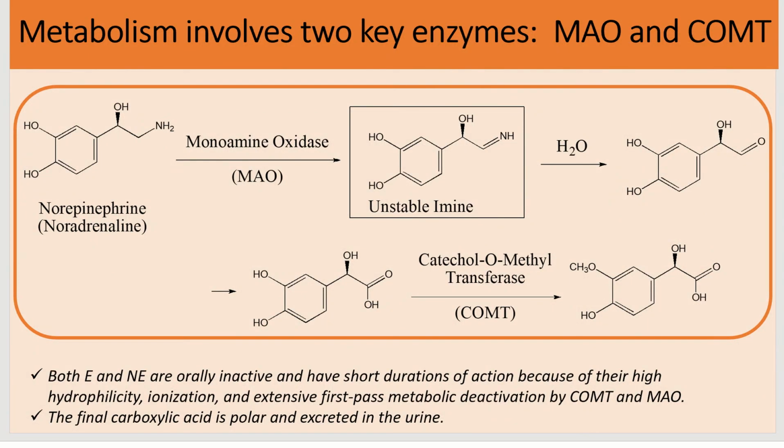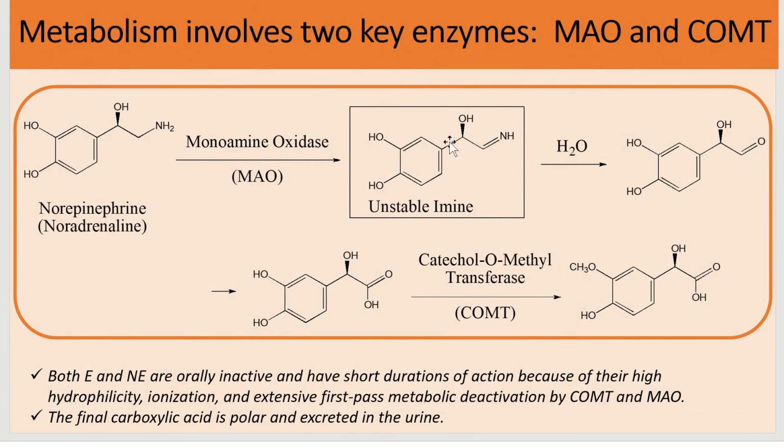So now we're going to look at metabolism. Metabolism involves two key enzymes, and we need to know this metabolism: MAO and COMT. So norepinephrine, and we already know the structure of that. MAO is monoamine oxidase, an enzyme that is involved in the metabolism of norepinephrine. It converts the norepinephrine to an unstable imine.